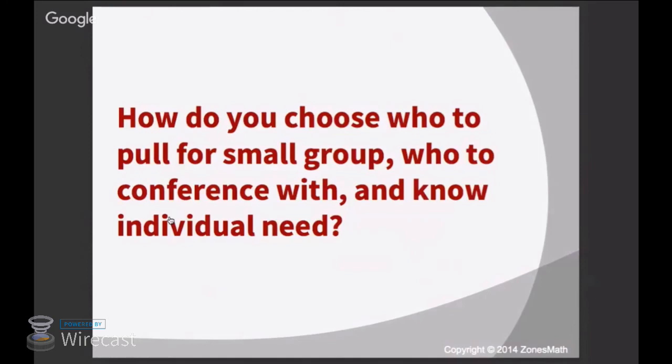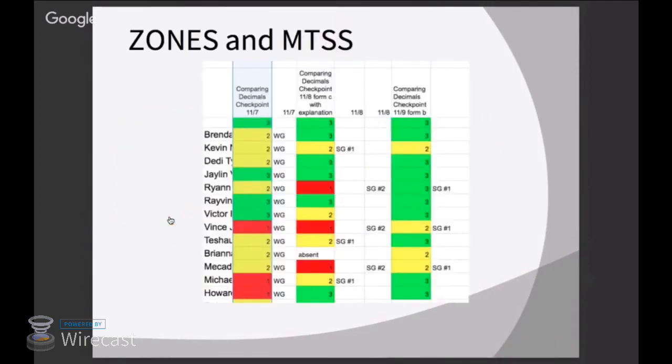So, how do you choose who to pull for small groups, who to conference with, and how do you know individual need? How do you use the data collected during the Zones Math Workshop components in order to teach with an MTSS model in your classroom?